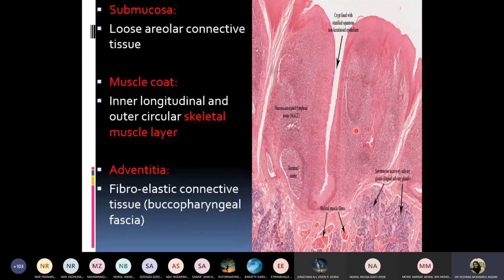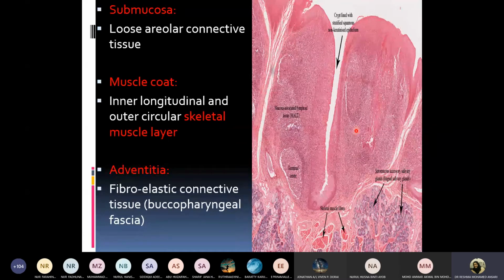Going down to the next layer is the submucosa. You will have loose areolar connective tissue. As I mentioned to you, the pharynx is a component of your GIT, so it will have an extra coat, which is a muscle coat. This muscle coat will have an inner longitudinal and outer circular skeletal muscle layer. The salpingopharyngeus and the other pharyngeus muscles will all form the muscle coat. And the last layer will be your buccopharyngeal fascia forming your connective tissue.